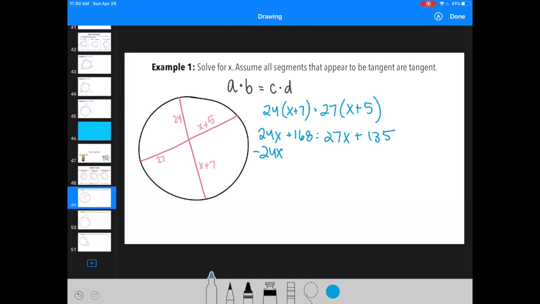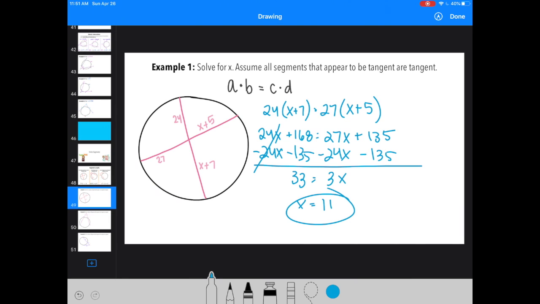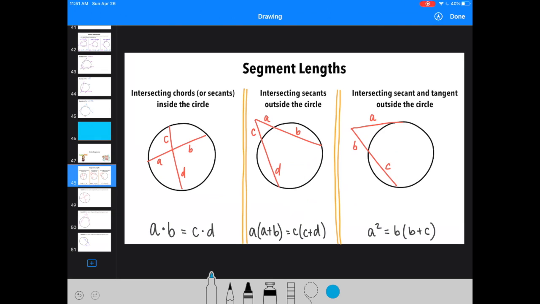I like to get my x positive, so I'm going to subtract my 24x over. So minus 24x crosses out. I'm going to subtract my 135 over to isolate that x. So 168 minus 135 gives me 33. 27x minus 24x gives me 3x. 33 divided by 3 gives me my final answer of x equal to 11. This type is my favorite type because it's plain and simple. You just multiply your components together.